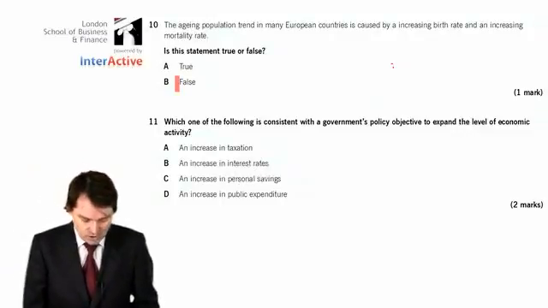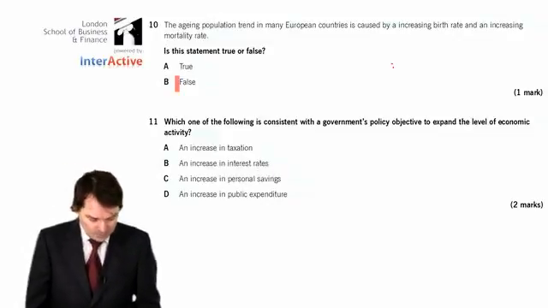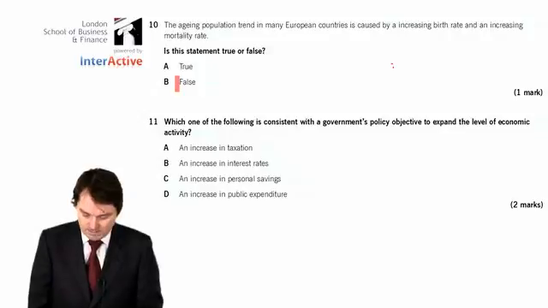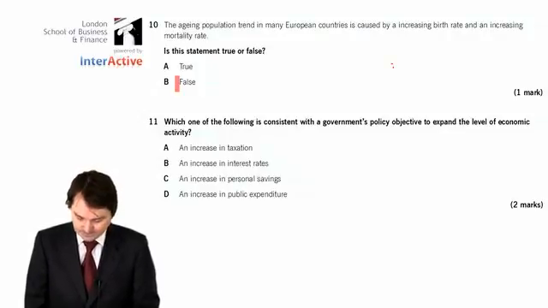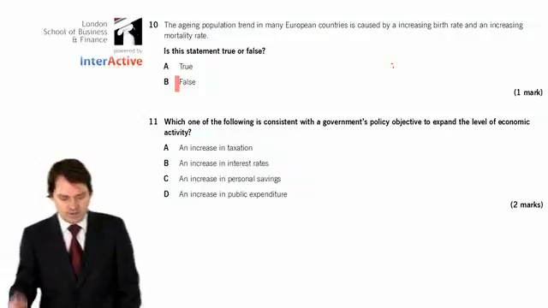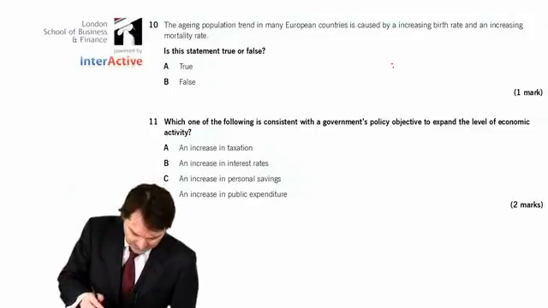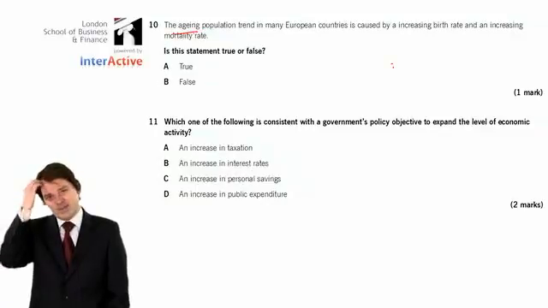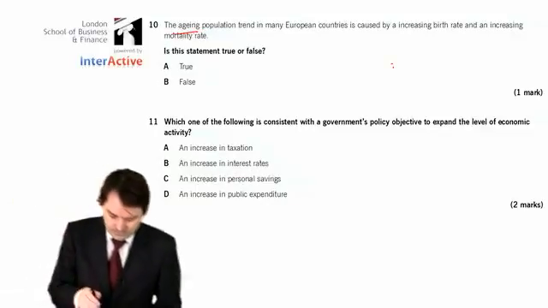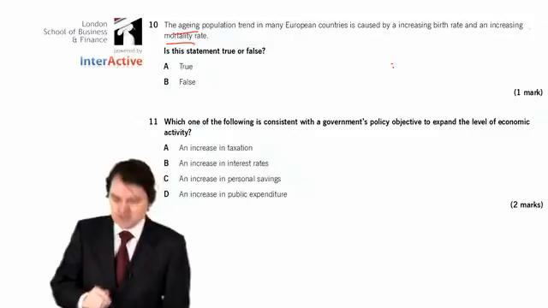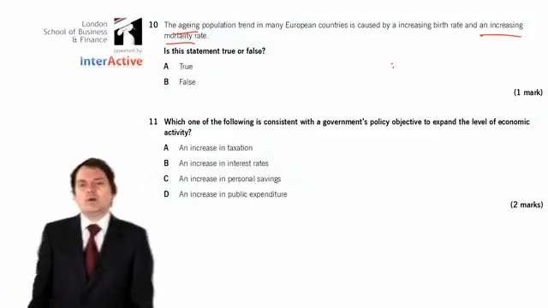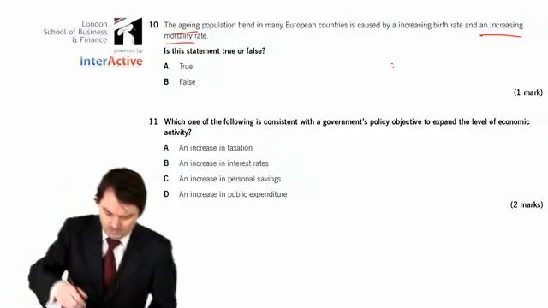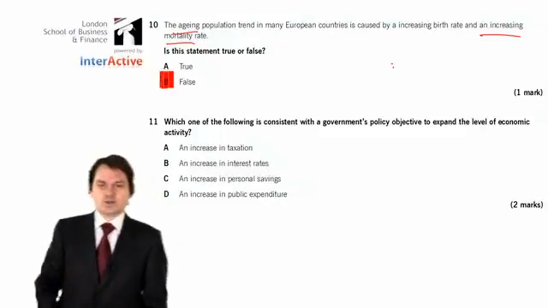Let's have a look at number 10. True or false? The population trend in many European countries is caused by an increasing birth rate and an increasing mortality rate. It says ageing population. Ageing population means people are getting older. Well, mortality rate, people are dying. If there were more people dying, people wouldn't be able to get older because they'd be dying. So that one doesn't make any sense whatsoever.